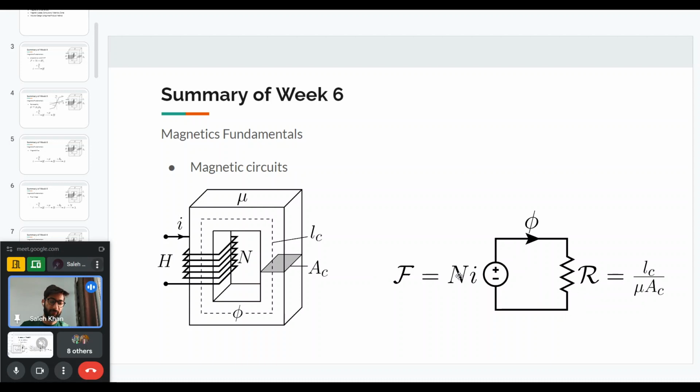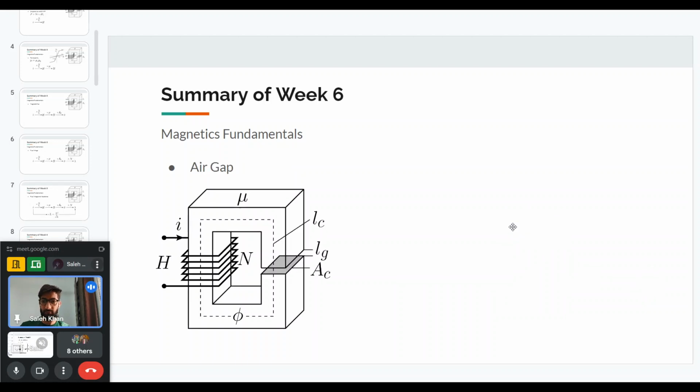And if we now want to control this flux value, we can control it by either changing the number of turns or the current. But if this MMF is fixed, for example, the number of turns is fixed and a particular current is passing, and the core size and material are also fixed, like Lc, mu, and Ac are fixed, then how can we determine or control this flux? This is done by introducing what is called an air gap.